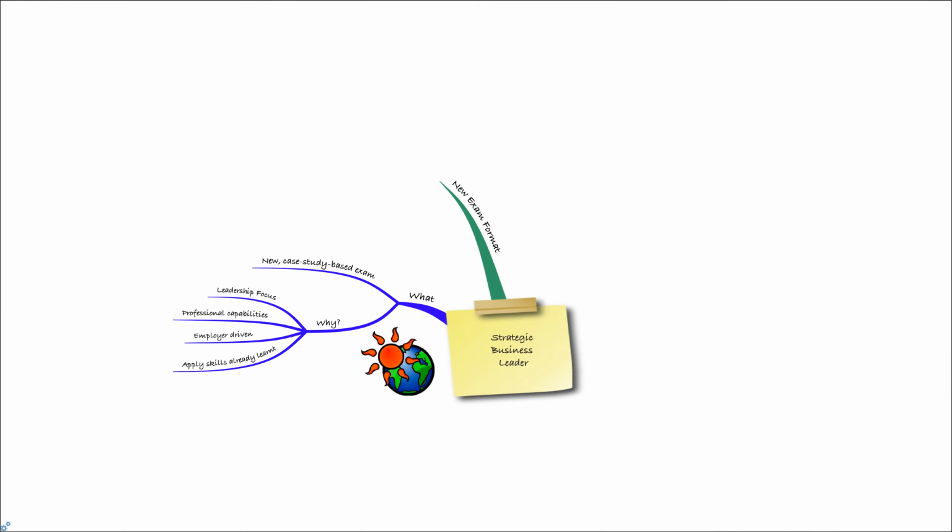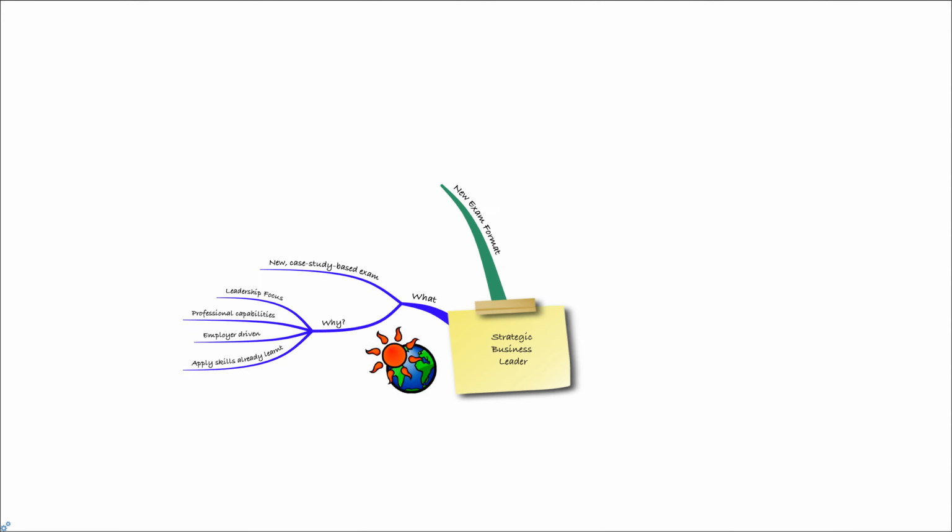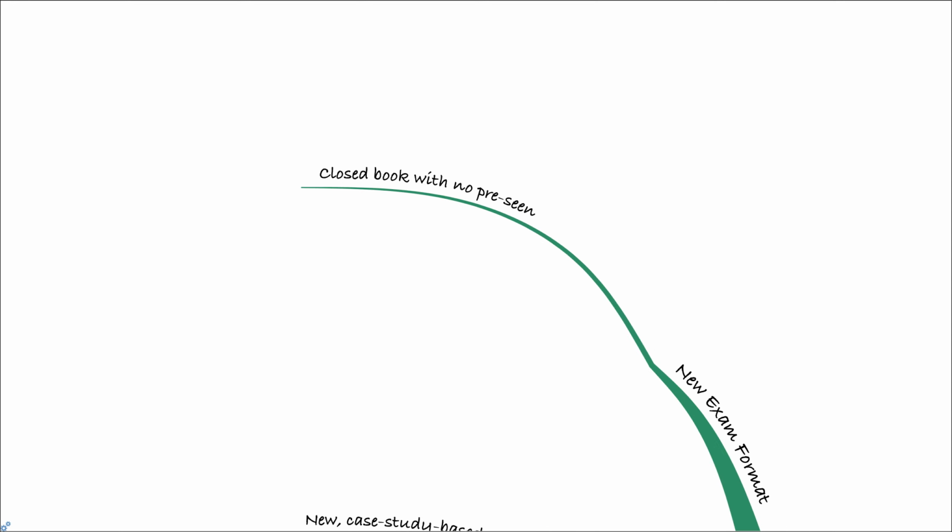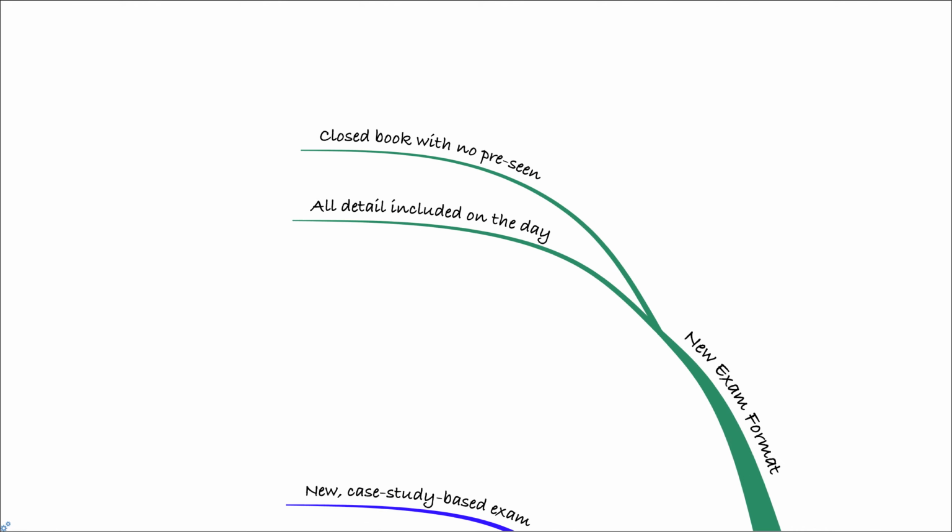There's a new exam format. So it's going to be closed book, as with all the ACCA exams. Now there's no pre-seen material, so it shouldn't be advantageous to you to go and research certain industries or get an idea of what's likely to come up, because you're not going to have any idea before you go into the exam as to what type of industry it's going to be based in or what type of entity it is that you're going to be looking at. So all the detail is going to be given to you on the day, and I'll talk about exactly what sort of detail that will be in a second.